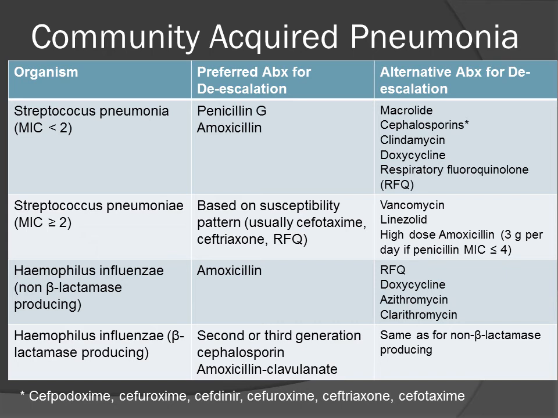And then Haemophilus influenzae that does produce a beta-lactamase, you're going to want to use a second or third generation cephalosporin or Augmentin, because it does have that beta-lactamase inhibitor, clavulanate. And the alternative antibiotic for de-escalation, if you've got allergies, is the same as for the non-beta-lactamase producing. So that would be the respiratory fluoroquinolone, doxy, azithromycin, or clarithromycin.